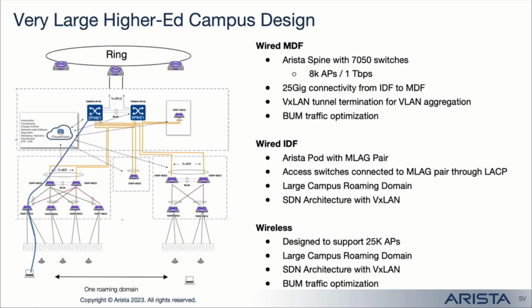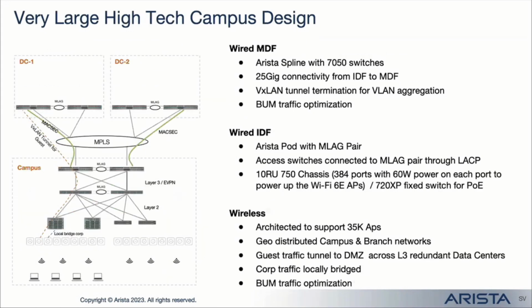I'm going to go fast because I want to get to the last section on WIPs. So here is another reference design, and we're also doing some tunneling, but instead of tunneling all the traffic back, we're only tunneling the guest traffic back. The corporate traffic is actually getting broken out locally, so that's different than the previous design. We are also using EVPN here, layer 3 in the MDF, and we wouldn't be able to do that without some of the innovations we have for supporting fast roaming and so on. Again, we're still doing the BUM traffic optimization, on both the wired and wireless side.